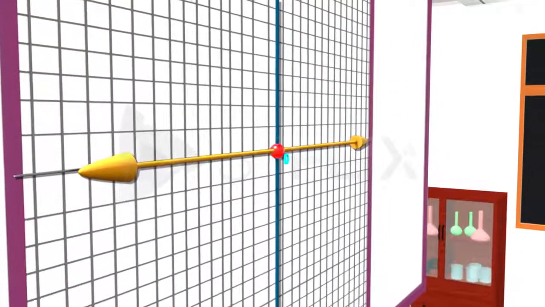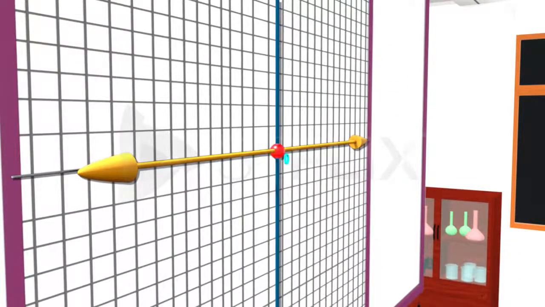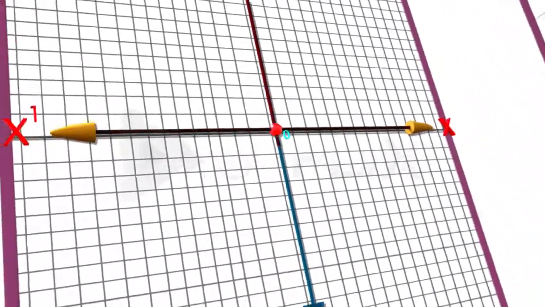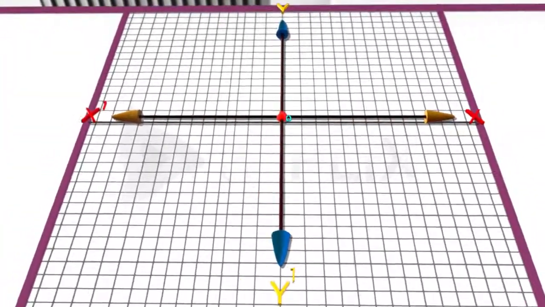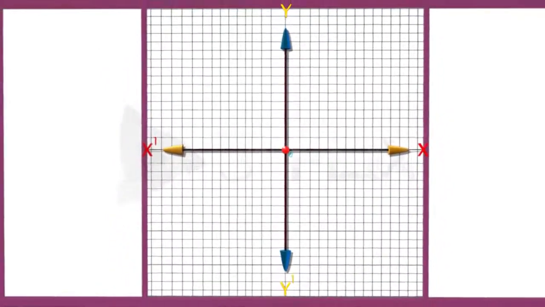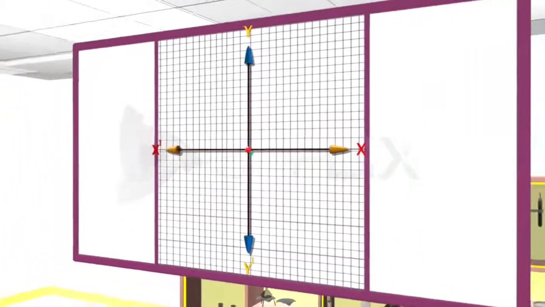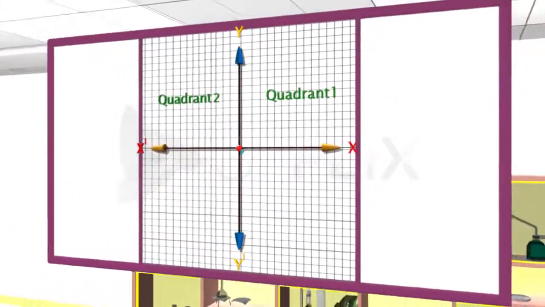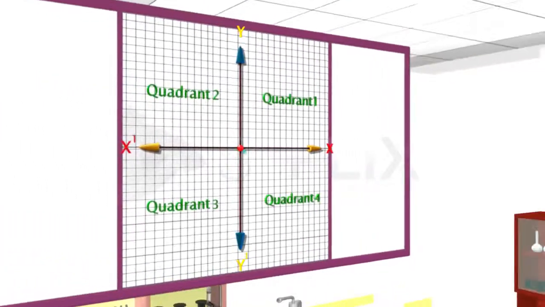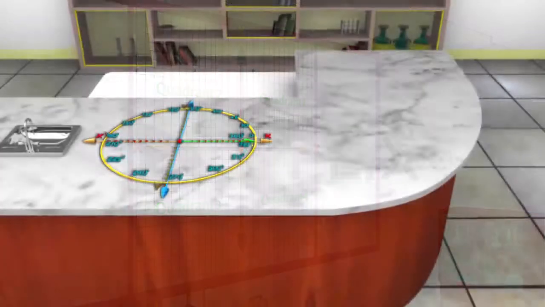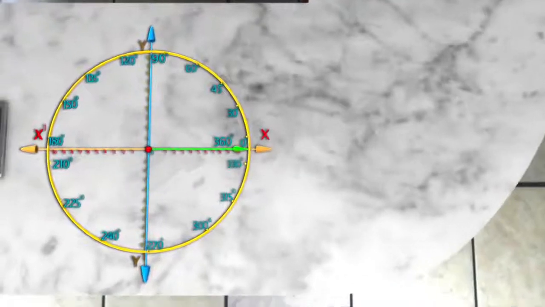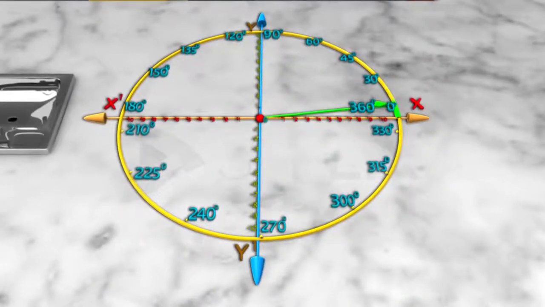Understanding quadrants. In a rectangular coordinate plane, the horizontal line is called x-axis and the vertical line is called y-axis. The x-axis and the y-axis divide the plane into 4 parts: quadrant 1, quadrant 2, quadrant 3, and quadrant 4. We must note that the x-axis and the y-axis do not belong to any of the 4 quadrants.